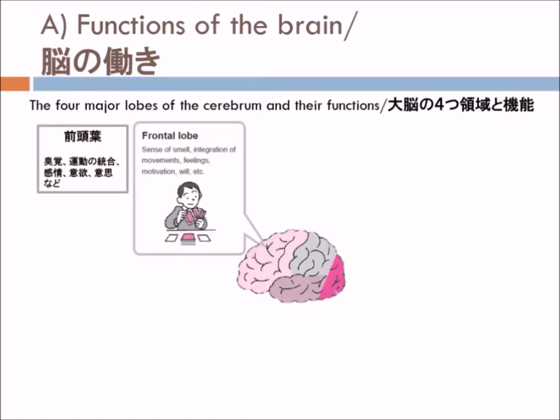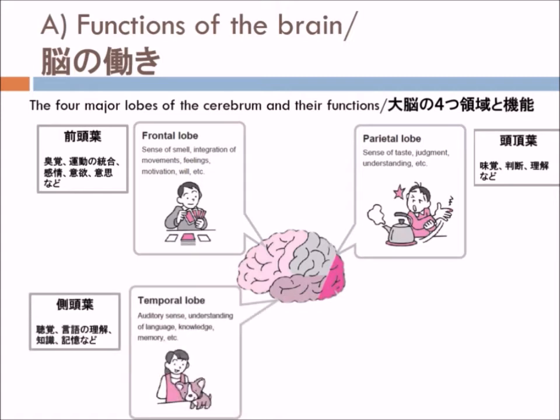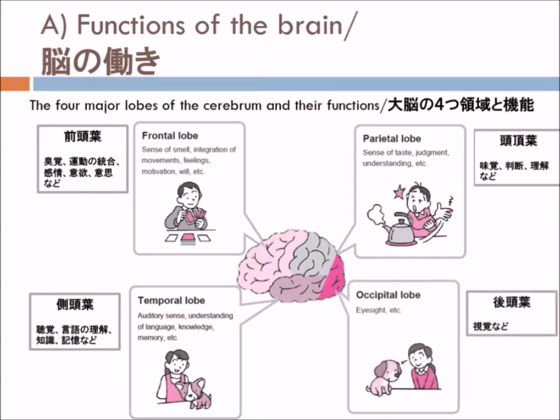Frontal lobe: sense of smell, integration of movement, feelings, motivation, will, etc. Parietal lobe: sense of taste, judgment, understanding, etc. Temporal lobe: auditory sense, understanding of language, knowledge, memory, etc. Occipital lobe: eyesight, etc.